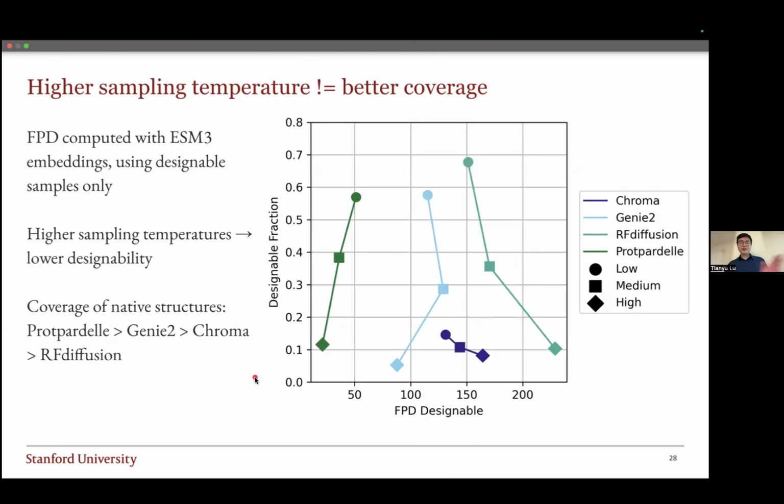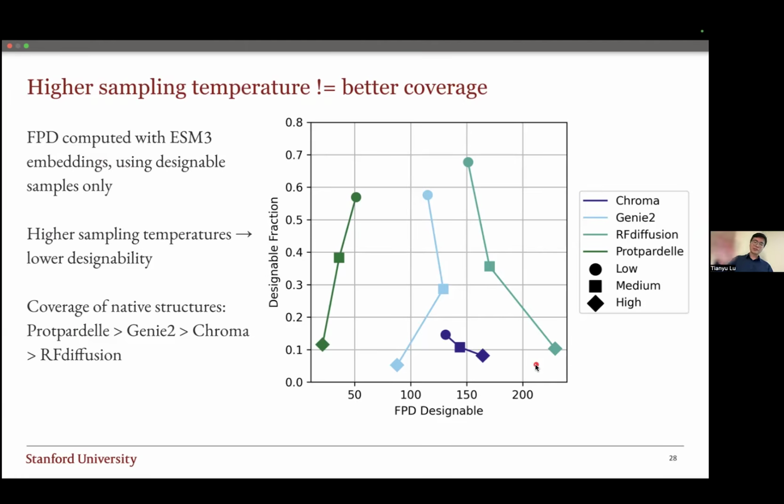Here's a summary of all of those scatter plots I showed before. These are FPD metrics calculated with ESM3 embeddings using designable samples only. In terms of ranking, you see that higher sampling temperatures, the diamond entries here, generally have lower designability across all of these models. For coverage of native structures in the native CATH distribution, the ranking is Proteina with the most faithful coverage of CATH, followed by Genie2, then Chroma, and then RFdiffusion, at least under the ESM3 embedding scheme.